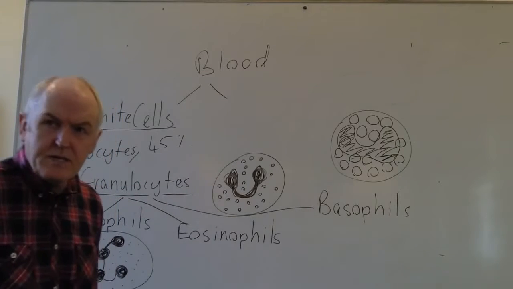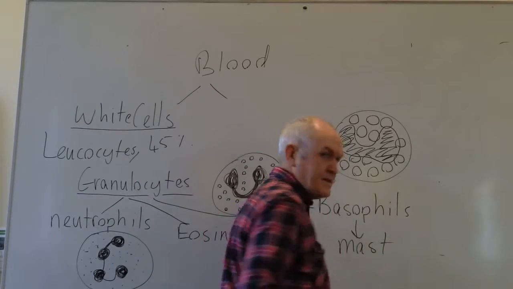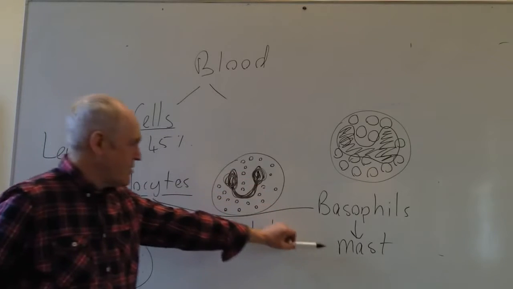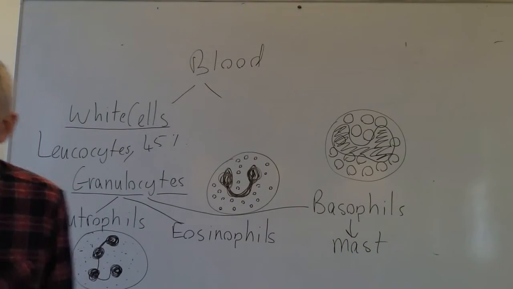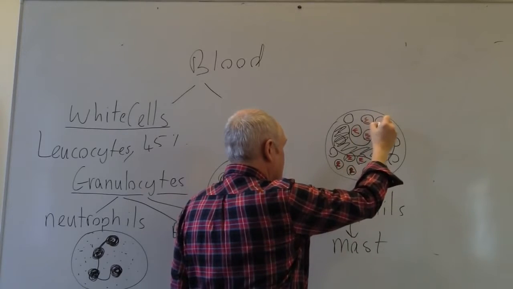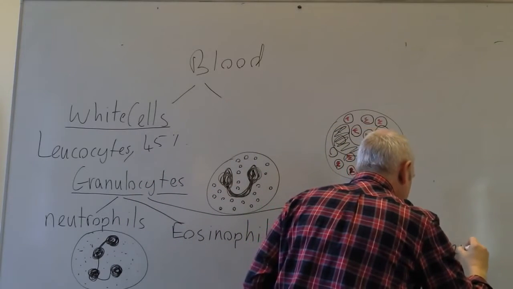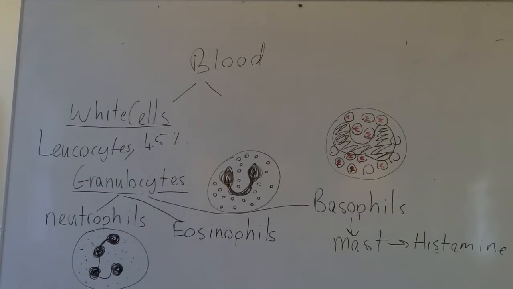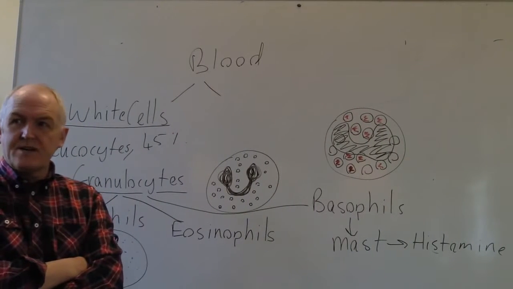Now you don't get many basophils in the blood, but what the basophils do is they migrate into the tissues. And in the tissues they're called mast cells. So the basophils migrate into the tissues where we call them mast cells. And one of the things contained inside these granules is a substance called histamine. And one of the things histamine does is it brings about local inflammatory reactions.